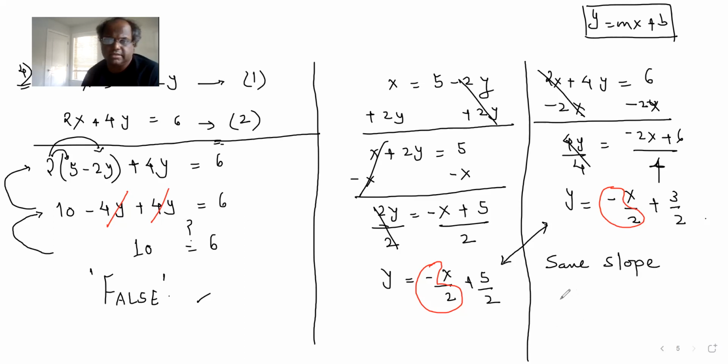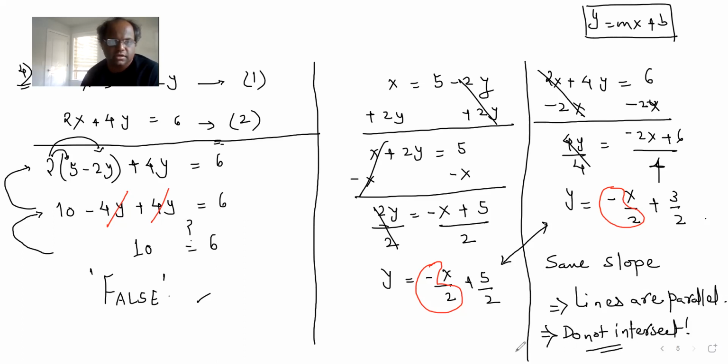Same slope means the lines are parallel. And if the lines are parallel, they do not intersect. Why would they intersect, right? And since they do not intersect, you cannot get a unique solution for x and y. Okay. So when you plot it systematically, you come to know that the slope is the same. That means the lines are parallel and they are not going to intersect. So that is the solution for this problem.